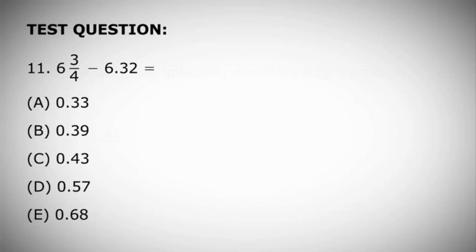So that tells us that it's going to be a more efficient method to convert our above expression into all decimals. 6 3/4, again, 3/4 is probably a fraction that you know the decimal equivalent to. It's 0.75. So let's convert 6 3/4 to 6.75.